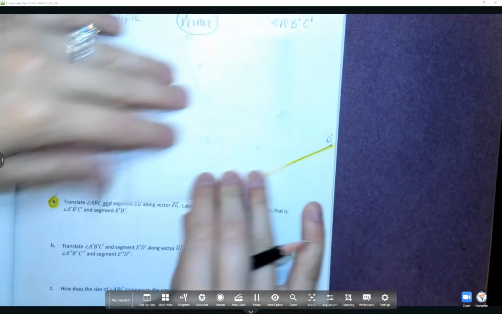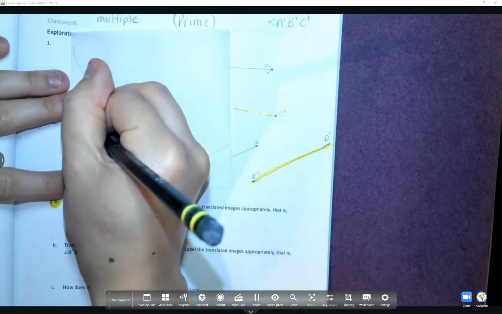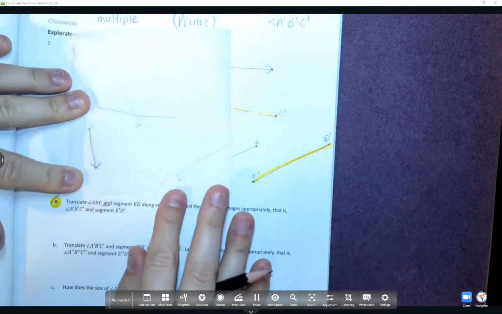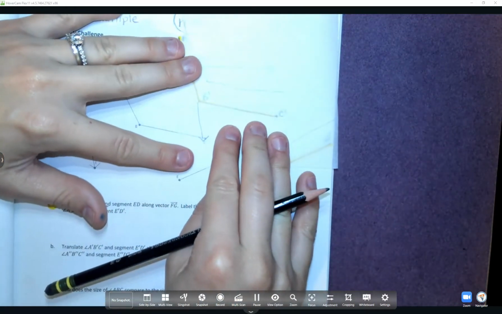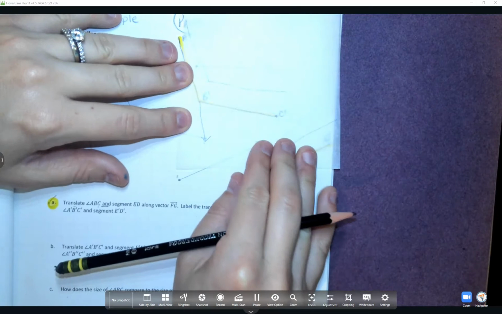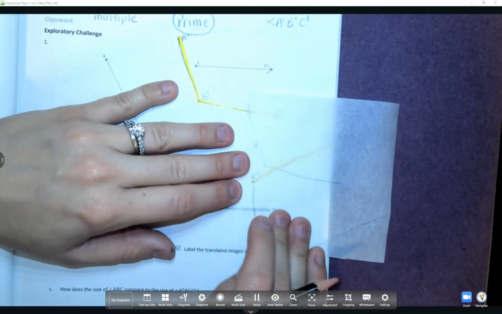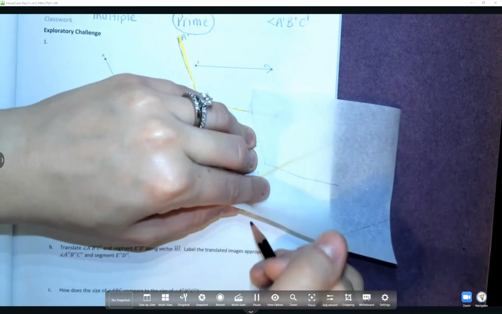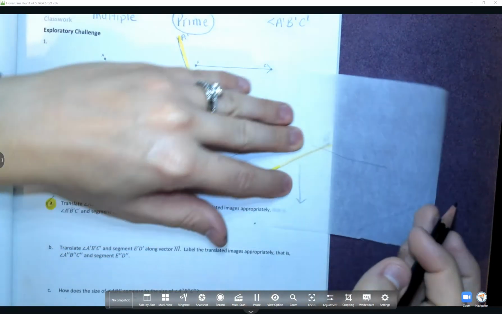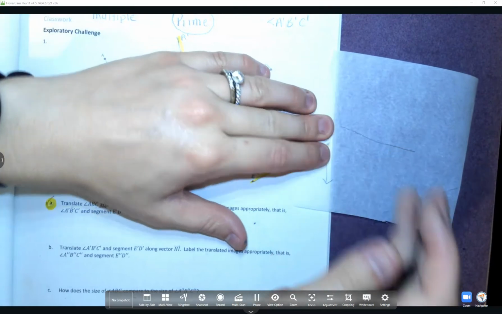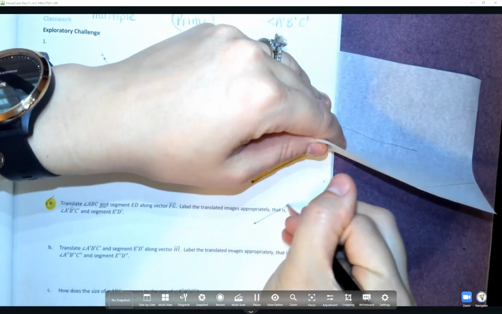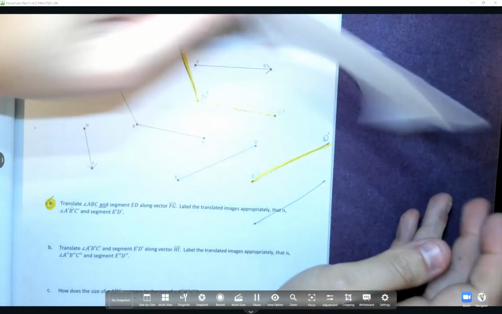And we're moving them along vector HI. So you always want to trace over the vector because that's going to tell you how far. So pick any spot. I'm actually going to start with the line segment just because it's giving me a little more space. And it's going to fall right here. And then my D point to my line segment is going to fall right there. So that's my new line segment.